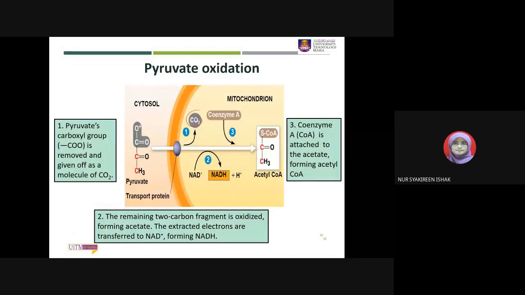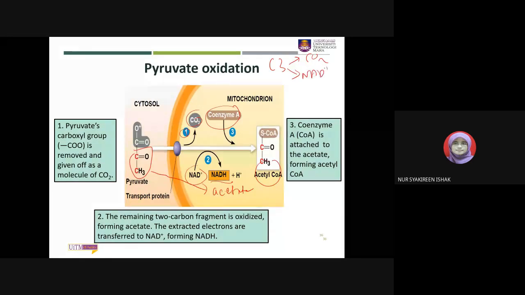So those are the 3 reactions lah. First, bila dia masuk, dia akan release carbon dioxide. First yang pertama, oxidized. And second, it causes NAD plus to be reduced to NADH. And third, coenzyme A will come in and attach to the acetate, and then become acetyl-CoA. So those are the 3 reactions of pyruvate oxidation. Pyruvate oxidation ada 3 reaction yang berlaku: carbon dioxide released, NADH produced, and acetyl-CoA produced. Three reactions in this stage, the link reaction stage.